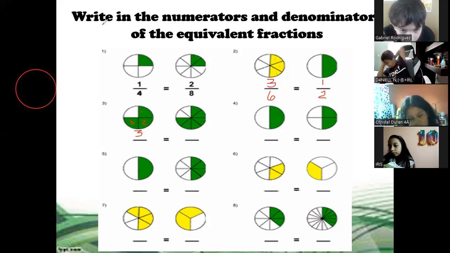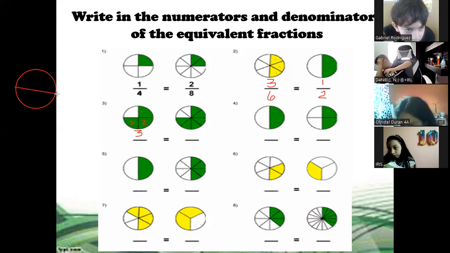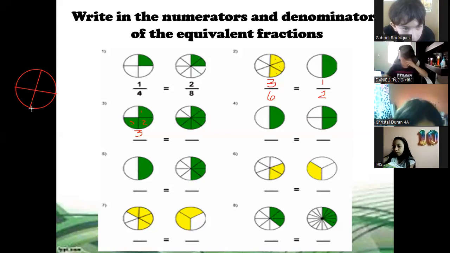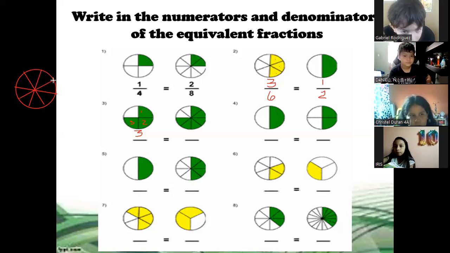If I draw a line in half, this circle has 2 pieces. This one has 4 pieces. No importa si tiene color o no. This one has 6 and this one has 8. Coloreo 7 y me sobra una. Sí, pero tiene 8 pieces. So how many parts are in this one?